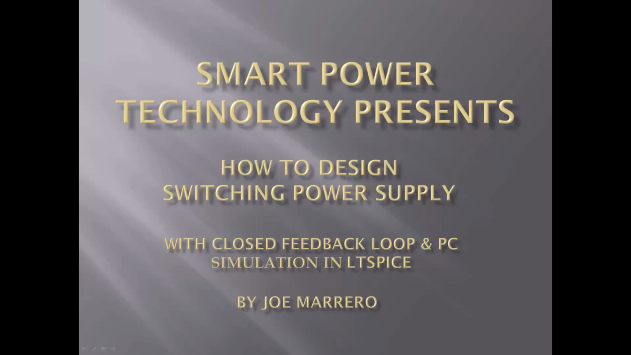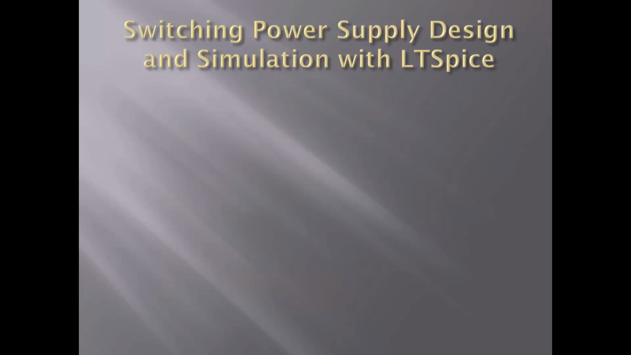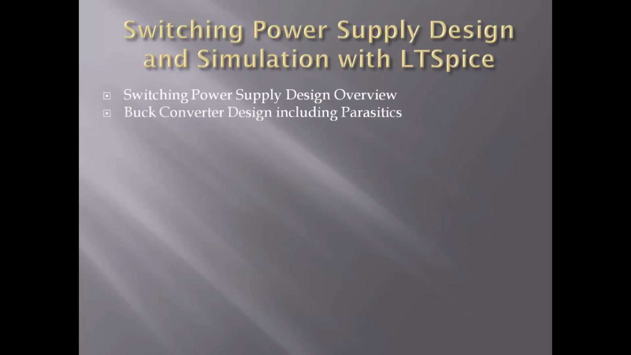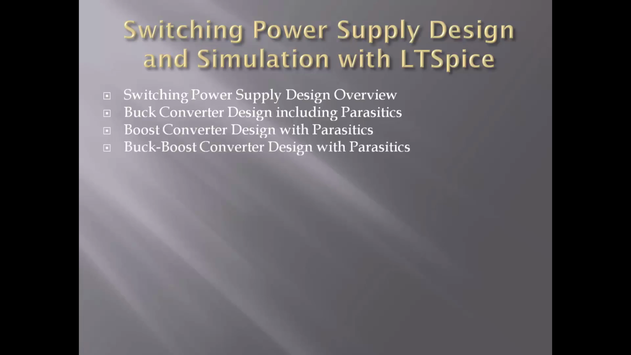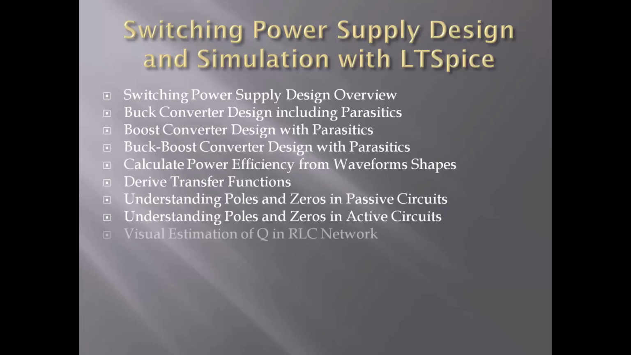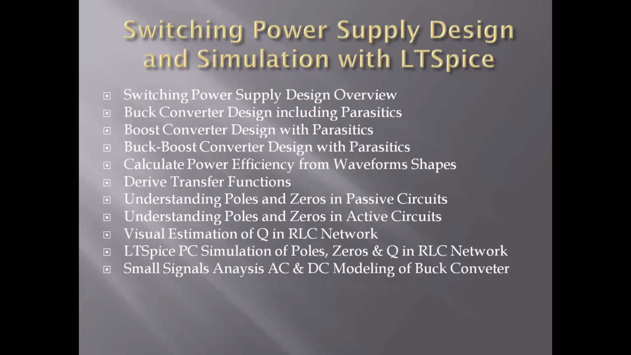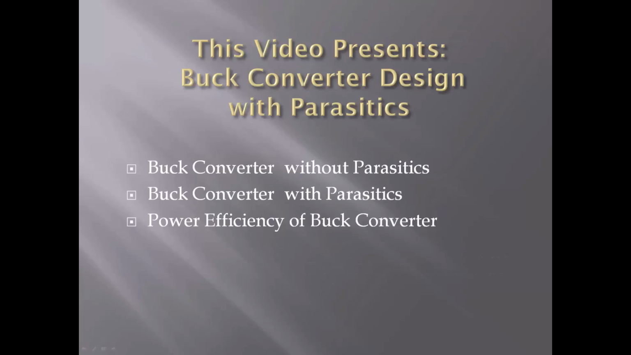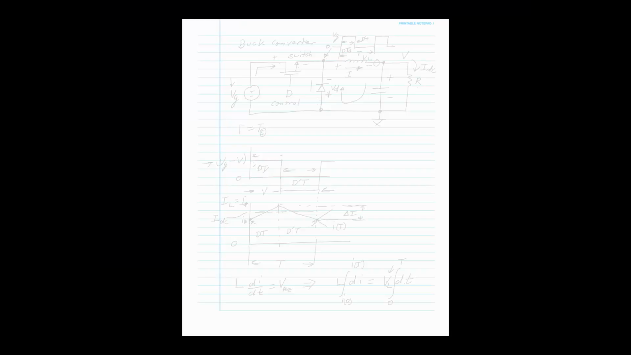Okay, so we're going to first look at the buck converter and derive the transfer functions, like I mentioned in the beginning. Then we're going to look at the buck converter with the parasitics, and then the boost converter and the boost converter with parasitics, and then the buck-boost and the parasitics. So the first stage is the buck converter.